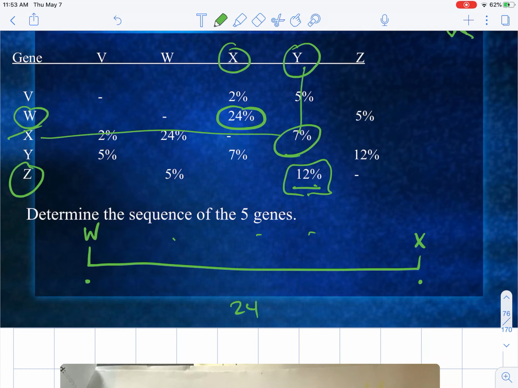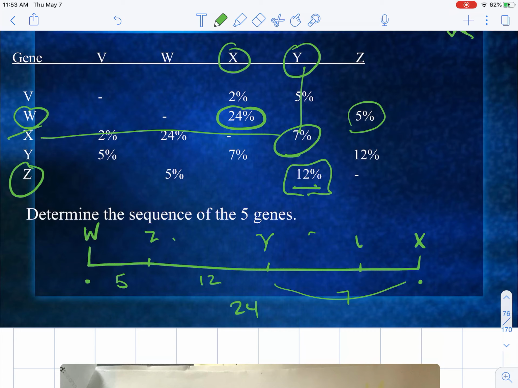So for this one, you're going to go to the next lowest number, which is the 7, and that's the Y and X. And seeing that Y and X are 7 and this whole thing is 24, I might put the Y about here and say this is my 7. And then you can go to the next one, which is a 5, Z and W. And so you know that your Z is probably over here. It's 5 apart from the W.